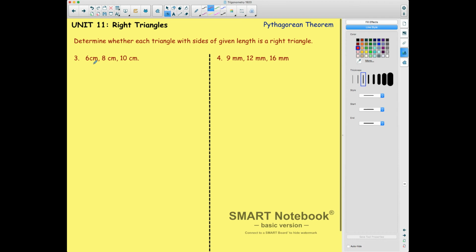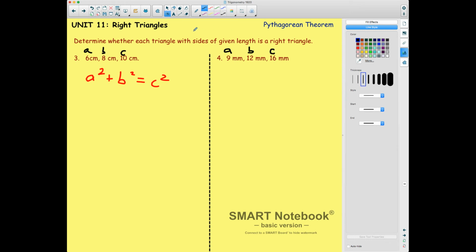So to determine if these are a right triangle, you would do a squared plus b squared equals c squared. Okay. Here's your A. Here's your B. Here's your C. Small, medium, large. Okay. So plug it in. 6 squared plus 8 squared equals 10 squared.